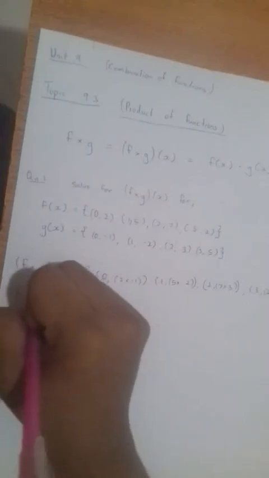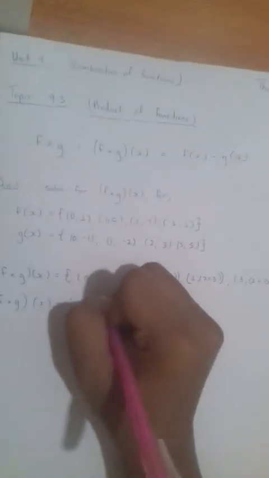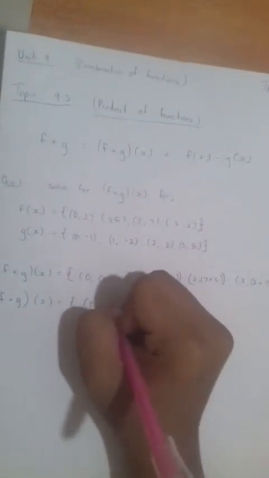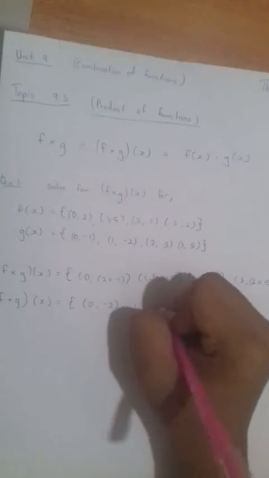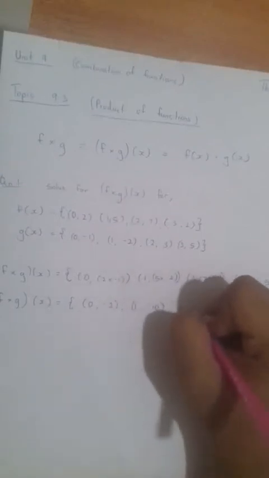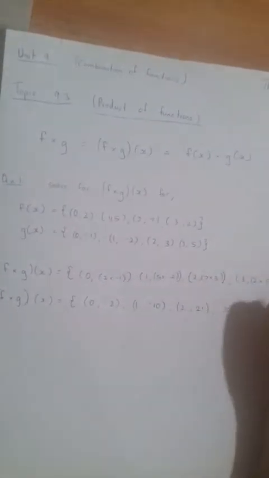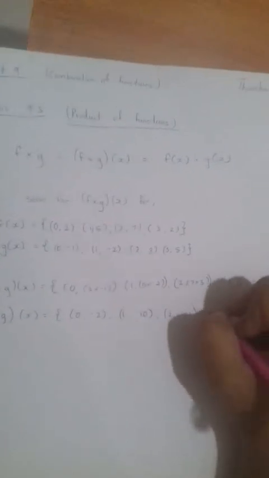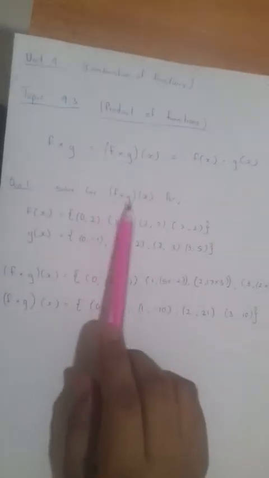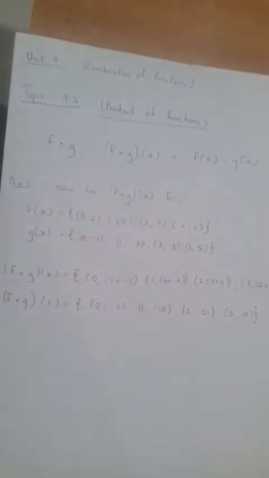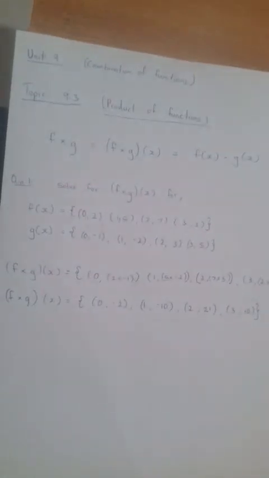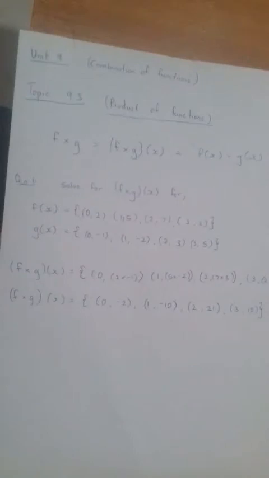So we have (f·g)(x) is equal to, we have 0, 2 times -1 will give us -2. We have 1, 5 times -2, which gives us -10. We have 2, and 7 times 3, which gives us 21. And lastly we have 3, and 2 times 5, which gives us 10. So this is the solution for (f·g)(x). This is how we solve two set functions.